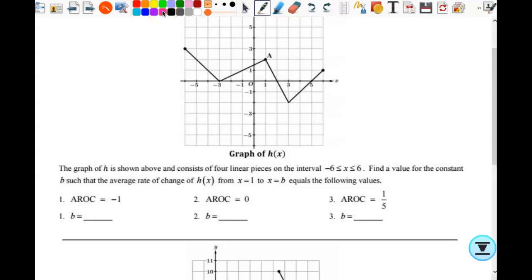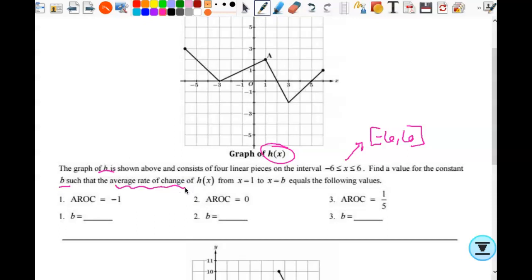So the graph of H is shown above, and it's labeled. If it wasn't, we would definitely label it. It consists of 4 linear pieces on the interval from -6 to 6. Remember, this also means -6 to 6. They mean the same thing. We need to be able to read them correctly and understand what it's asking of us and what it's telling us.